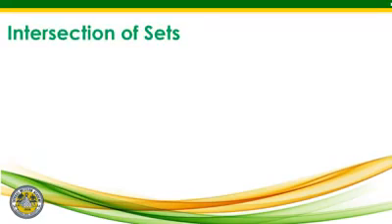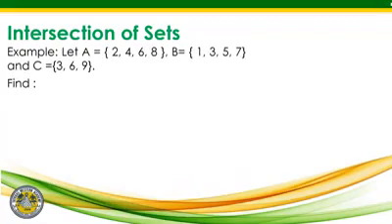Okay, now class, let us have the intersection of sets. Remember that when we say intersection of sets, it is the set whose elements are common to set A and set B. So for example, we let A consist of 2, 4, 6, 8. Set B consists of 1, 3, 5, 7. Set C consists of 3, 6, 9. Now, let us find A intersection B.